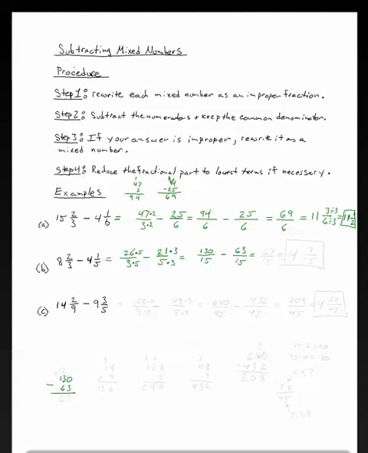So 0 minus 3 I can't do. I have to borrow from the 3, make it a 2, make my 0 a 10. 10 minus 3 is 7. 2 minus 6 I cannot do, so I have to borrow from the 1, make it a 0. Make my 2 a 12. 12 minus 6 is 6. So I get 67 over 15. 15 will go into 60 4 times, and 4 times 15 is 60. So 67 minus 60 is 7, so our remainder is 7 over 15.